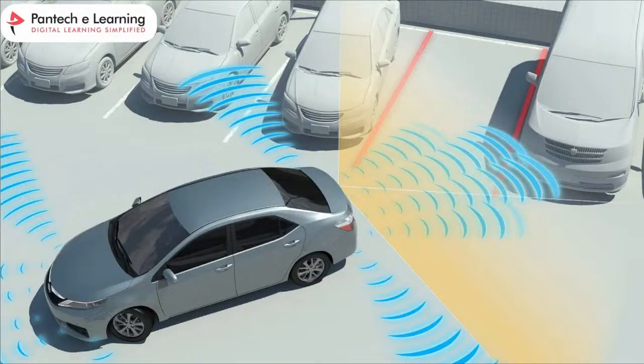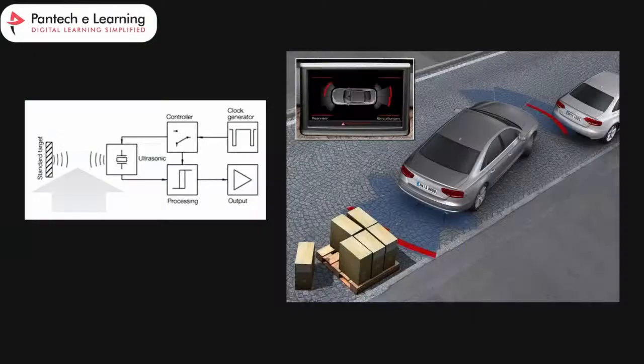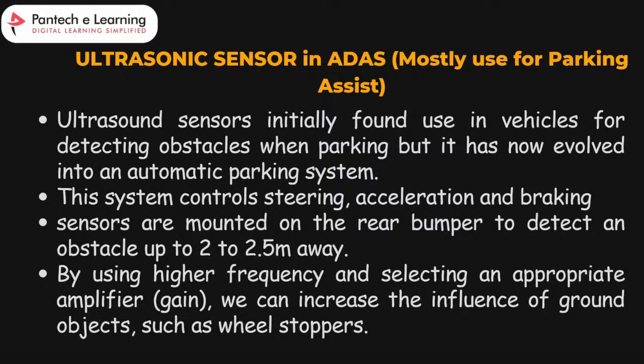This is for short ranging applications. We know ultrasonic ranging is commonly used in short range applications such as automated parking systems and obstacle detection in robotics. These systems provide accurate distance measurements over a relatively short distance, typically up to several meters. So ultrasonic waves are high frequency sound waves mainly used for distance measurement and object detection in short range applications. Ultrasonic sensors are mostly used for parking assist.